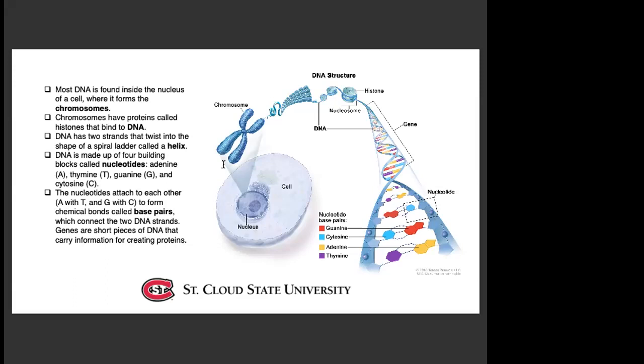The nucleotides attach to each other, which we call a base pair. So this is a base pair: A attached with T, G attached with C. If we know one letter on this side, then we automatically know the other one. Those are what we call base pairs. There are many, many base pairs in the human body, and you and I share 99.8% of those base pairs.